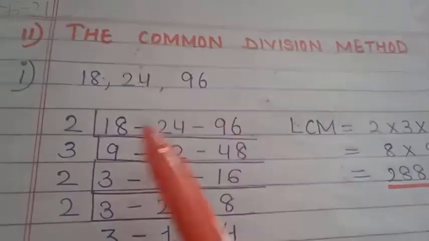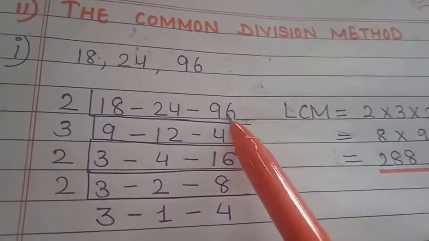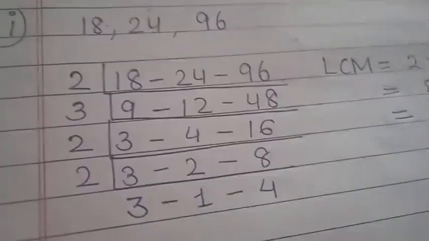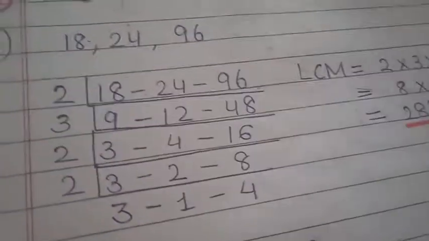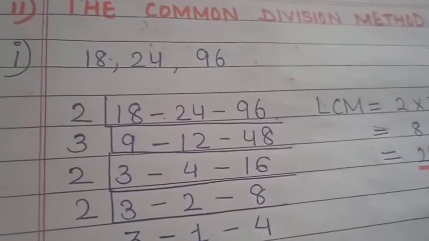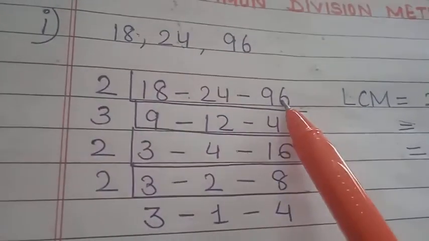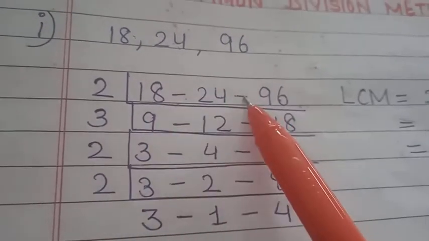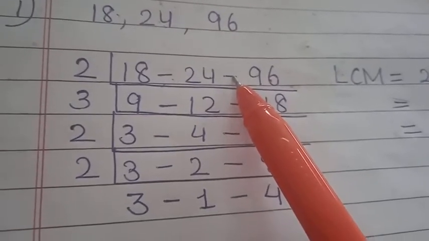So let us check 18, 24, 96. Just check which is the table by which you can divide all these 3 numbers. Write all the given numbers first, in a horizontal line. You can separate by commas or you can separate them by dash like how I have done.